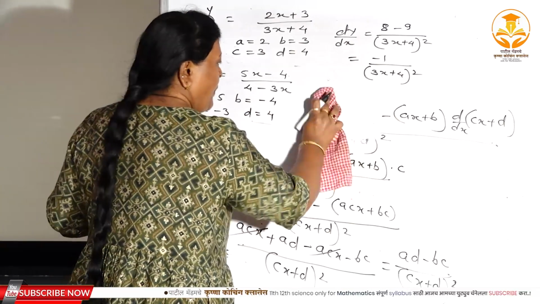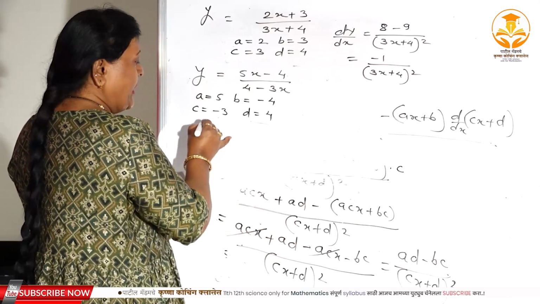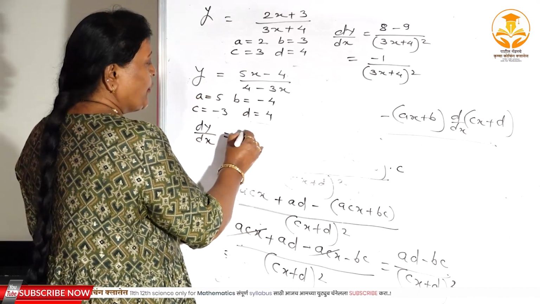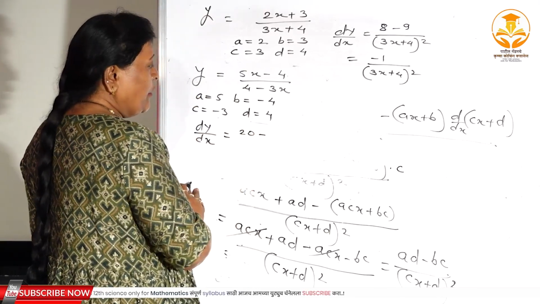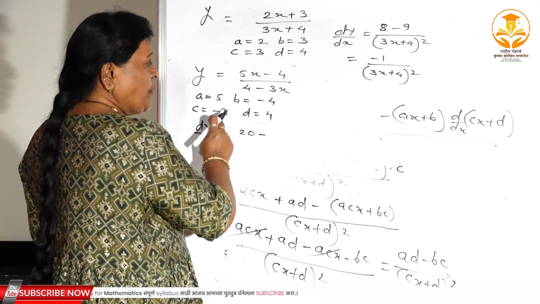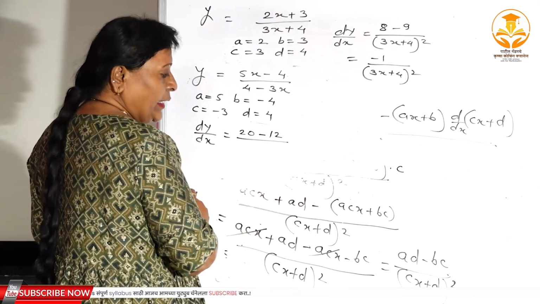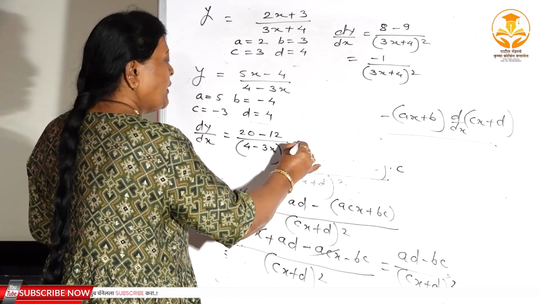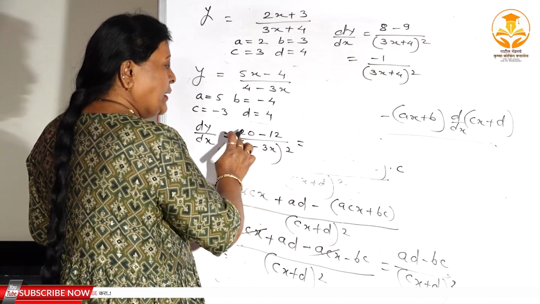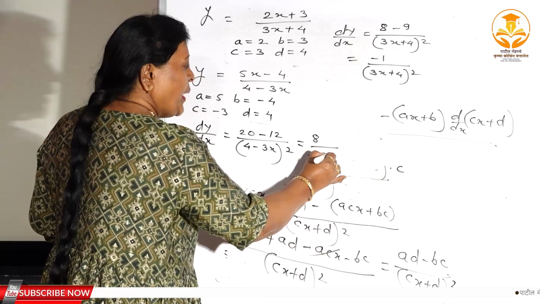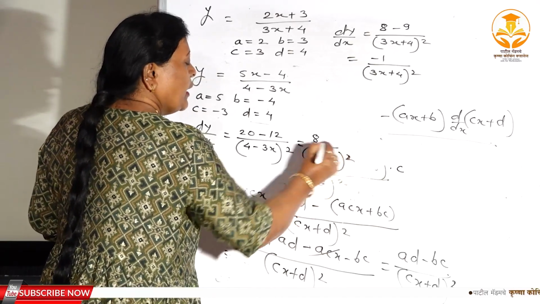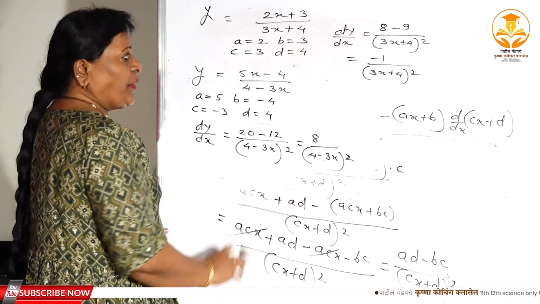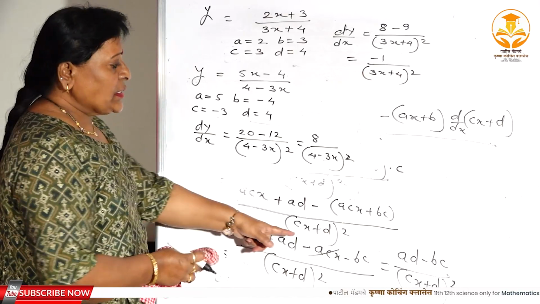Now again, apply the same rule here. What is the rule here? dy by dx, directly you can find out, that is ad minus bc. What is ad? See here, 5 into 4, 20. Give the minus sign. What is bc? See here, bc, minus into minus, plus, 4 3s are 12, right? Divided by (4 minus 3x) whole square, right? 20 minus 12, that is 8, divided by (4 minus 3x) whole square, right? By this short trick, you can do any problem of such a type with the help of the division rule. This is the short trick, right?